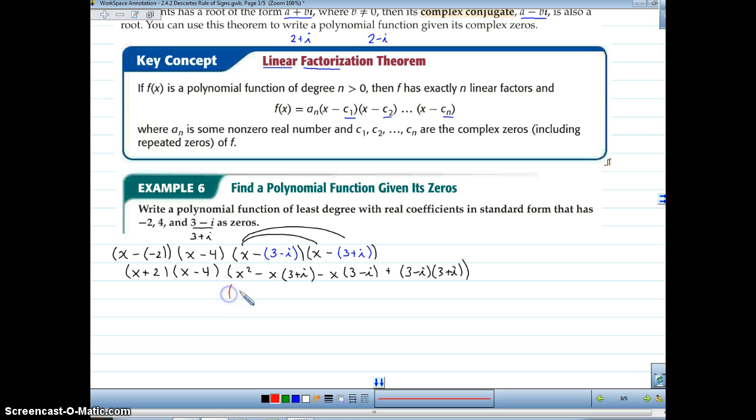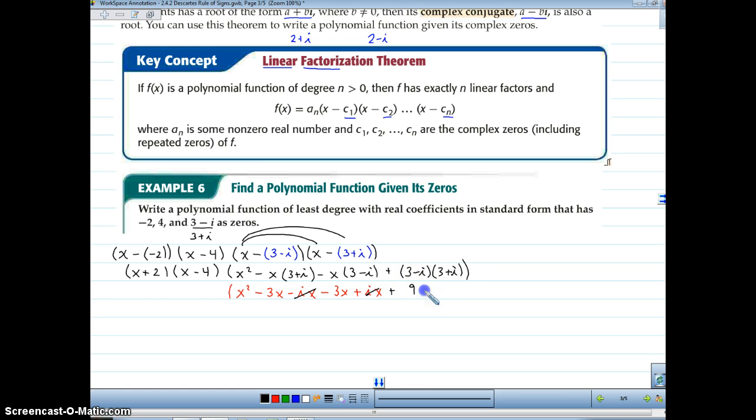So I'm going to just combine. Well, first distribute. Negative x times 3 is negative 3x. Negative x times i is negative ix. Negative x times 3 is another negative 3x. Negative x times negative i is positive ix. So notice that these imaginaries are going to cancel out, and if they do, then you know you're on the right track. They should always cancel out. And then we're going to have to FOIL this at the end here. So 3 times 3 is 9.